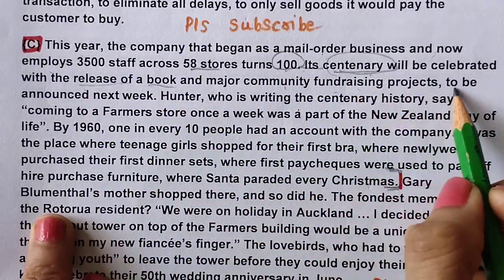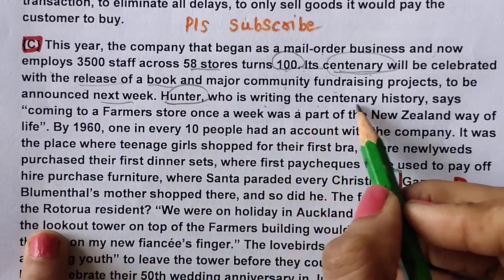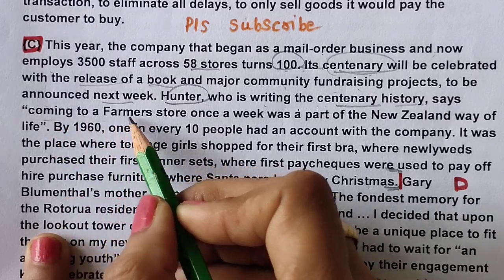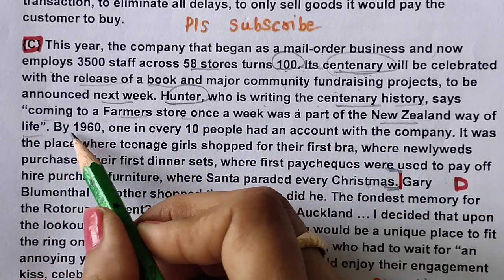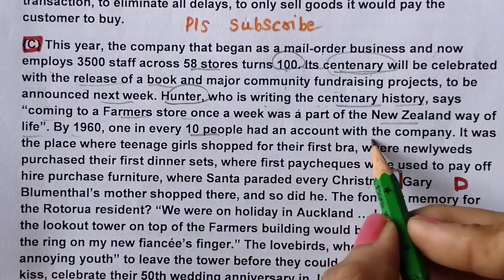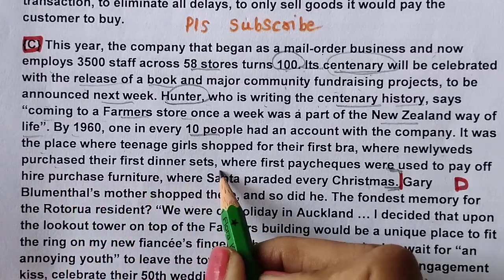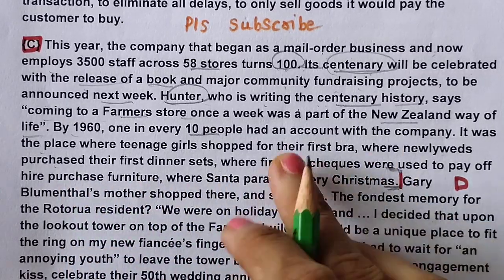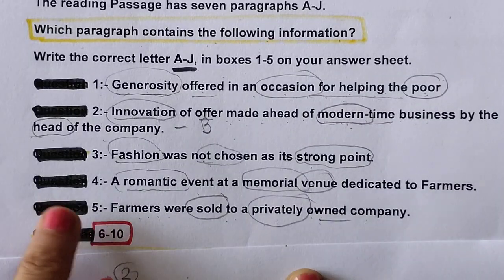Major community fundraising projects announced next week. Hunter, who is writing the centenary history, says coming to a farmer's store once a week was a part of the New Zealand way of life. In 1916, every 10 people had an account. So it was the place where newlyweds purchased. You can read it yourself. I don't find anything matching, so let's read it again.